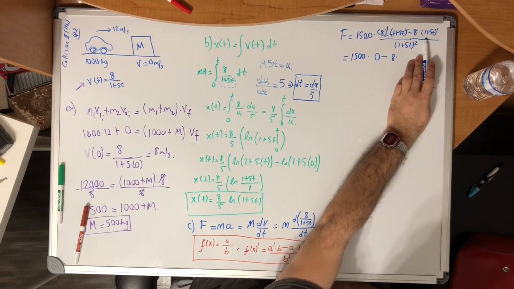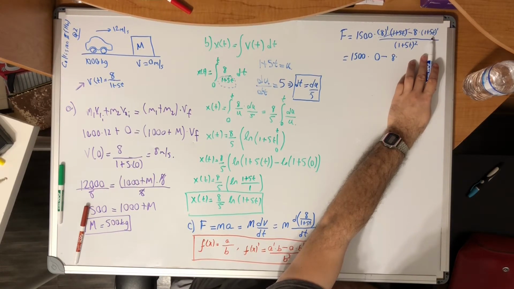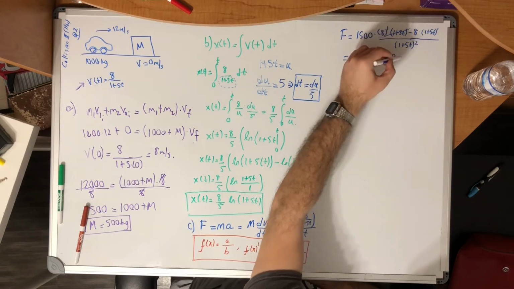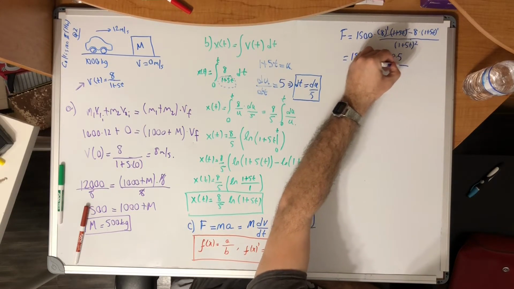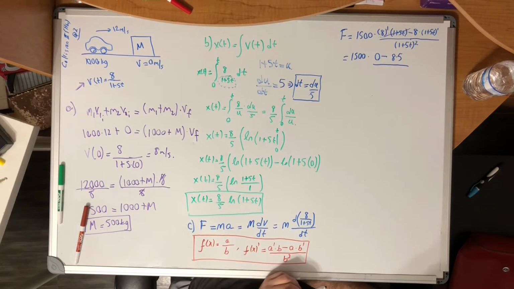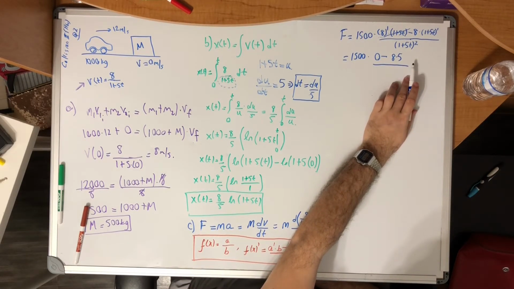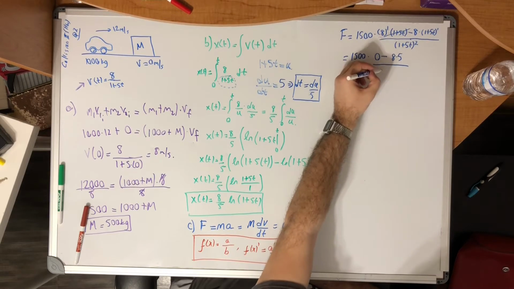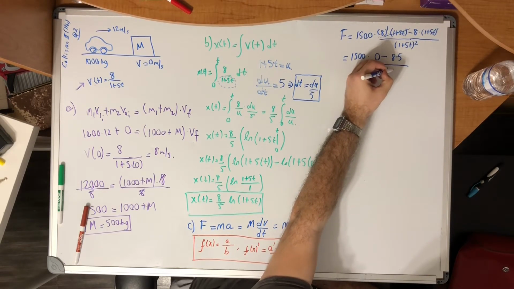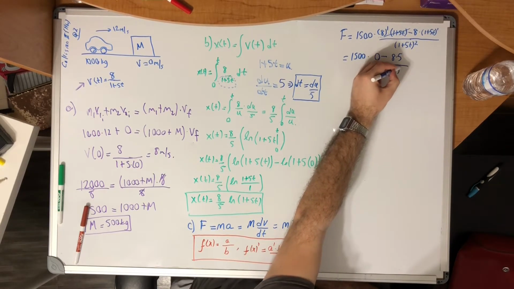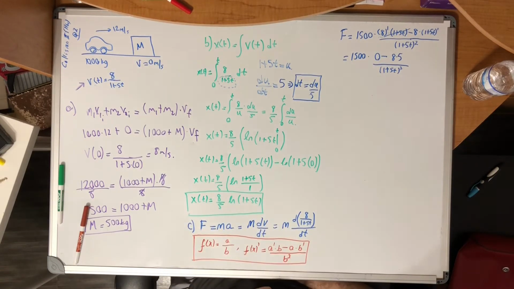The derivative of 1 is 0 again, and the derivative of 5t with respect to time is going to be just the coefficient, so it's just 5. And divided by, well, if you want, you can also take the square of this, but in the solution manual, they also accepted this as (1 plus 5t) squared, so you can just leave it that way.